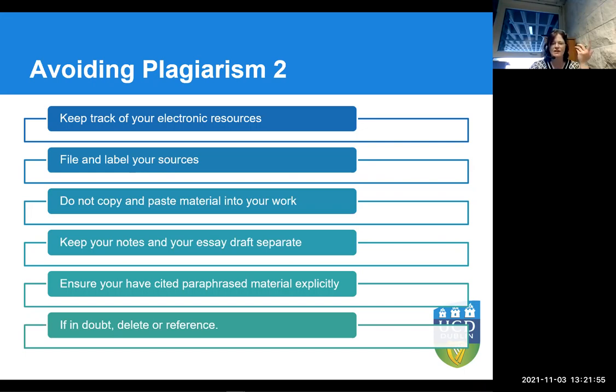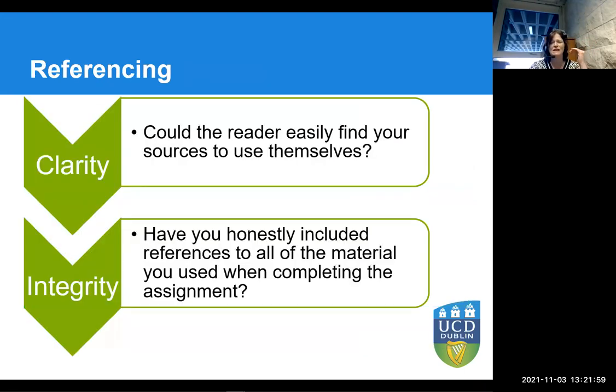If it's something that you think you might have read, but you're not entirely sure, go back and do the research and find it again. That can be really annoying when you're like, I know I've come across this somewhere and I know it's a fact, but you can't find that particular paper. So that's why it's so important to keep track of them all. So in terms of clarity of your references, can the reader easily find it themselves? If they went to the library, could they find it on the page? And have you honestly included all of the material you used?